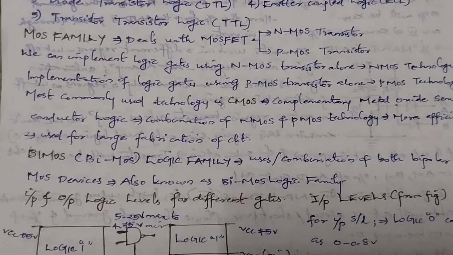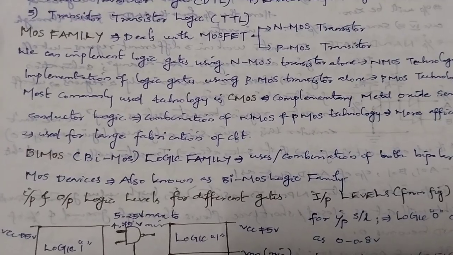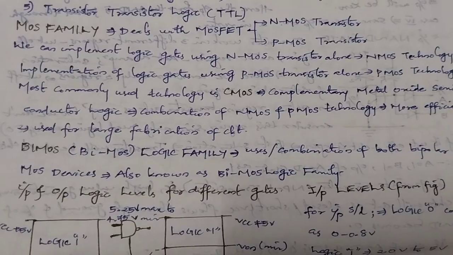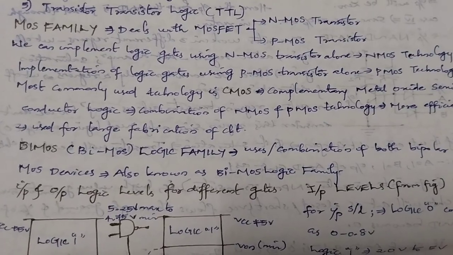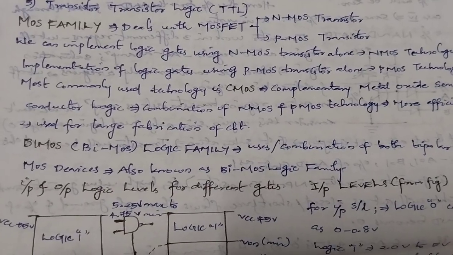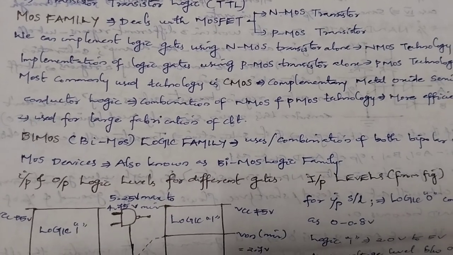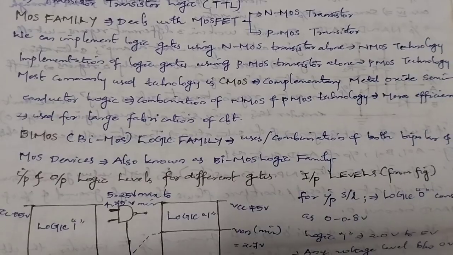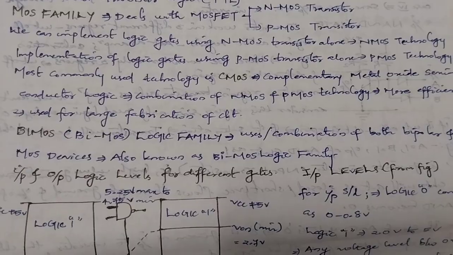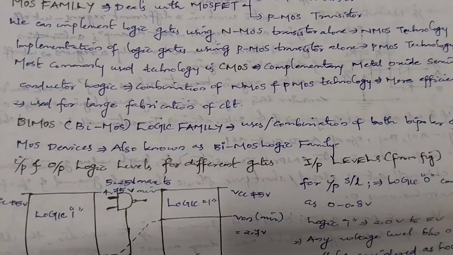The MOS family deals with MOSFETs, NMOS and PMOS transistors. We can implement logic gates using NMOS transistors alone, which is NMOS technology. Implementation of logic gates using PMOS transistors alone is PMOS technology. The most commonly used technology is CMOS, complementary metal oxide semiconductor logic. A combination of NMOS and PMOS technology is more efficient and is used for large-scale fabrication of circuits.